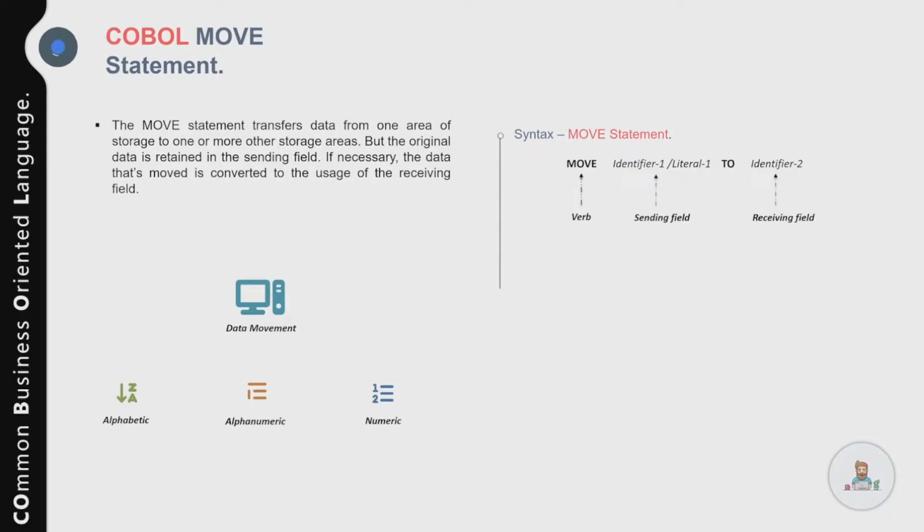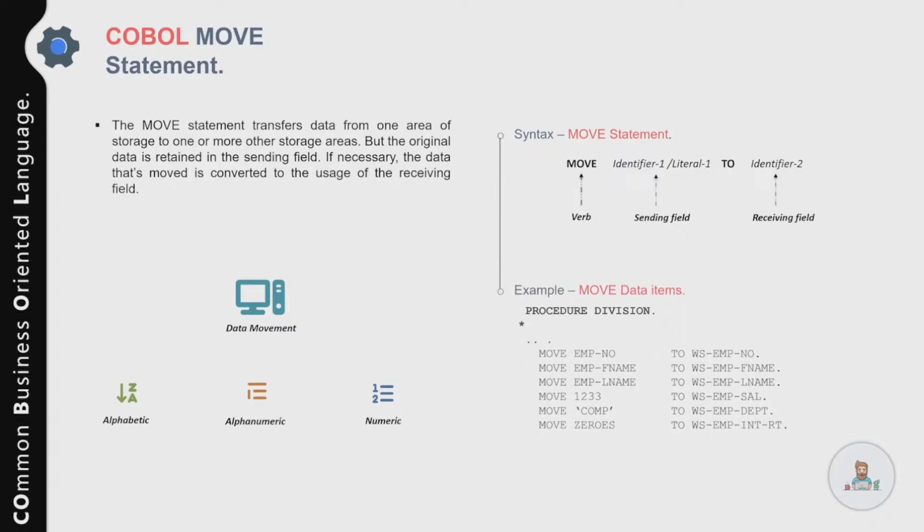Now let's talk about the syntax. The syntax of the move statement begins with the move keyword. After that you have identifier1 or literal1, which is the sending field. Thereafter you have the to keyword followed by identifier2, which is the receiving field.